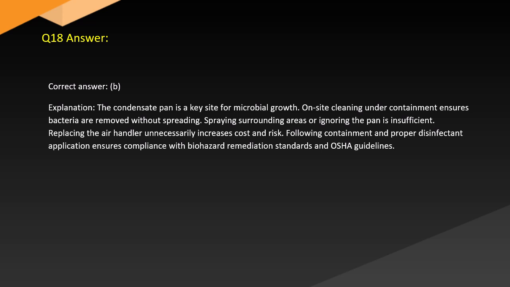Answer. Correct answer, B. Explanation. The condensate pan is a key site for microbial growth. On-site cleaning under containment ensures bacteria are removed without spreading. Spraying surrounding areas or ignoring the pan is insufficient. Replacing the air handler unnecessarily increases cost and risk. Following containment and proper disinfectant application ensures compliance with biohazard remediation standards and OSHA guidelines.